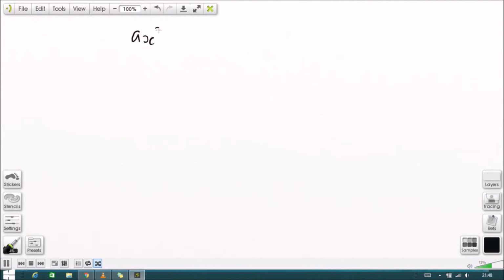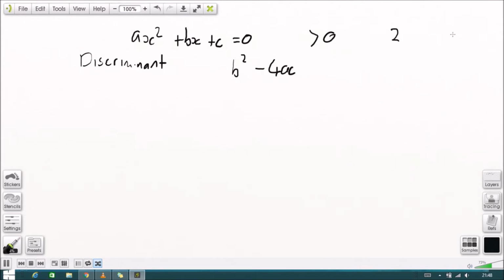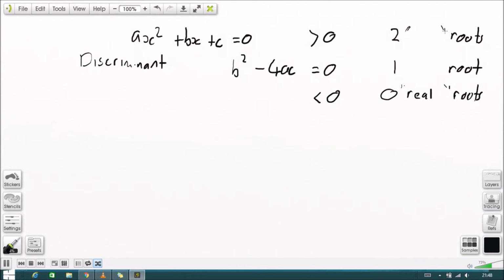So to look at this a bit more clearly, what this actually means, let's think about a quadratic equation. We've seen the discriminant before. If b squared minus 4ac is bigger than 0, we've got 2 roots. If it's equal to 0, we've got 1 root. If it's less than 0, we've got 0 real roots, or 2 real roots, you'll have seen this at some point. What does that mean? Well, if we've got 0 real roots, we still actually have 2 roots.